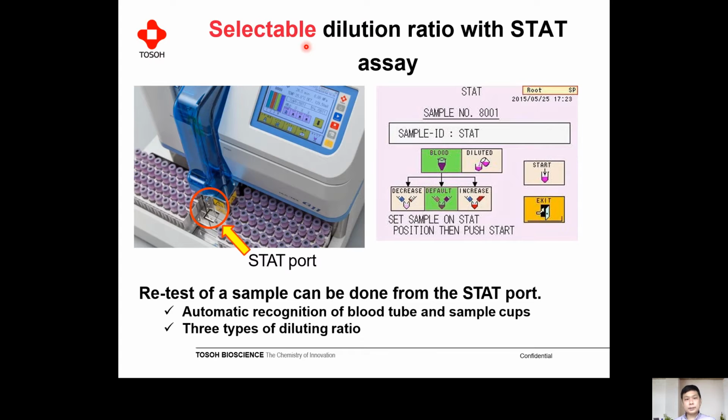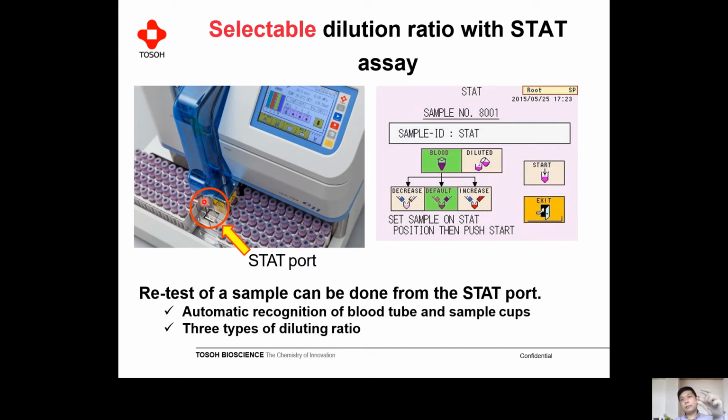So we can pick a selection on the dilution ratio with the stat assay. So we have a stat pot. One stat pot is available. So this stat pot, you can use it to repeat your sample, which are maybe short sample. So you will have to take the primary tube and put it into a sample cup. So that pot can run both primary tube and sample cup. But if it's a short sample, you can transfer your primary tube short sample to a sample cup.